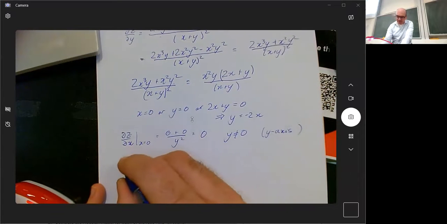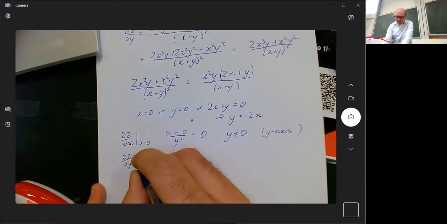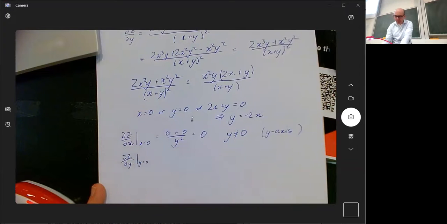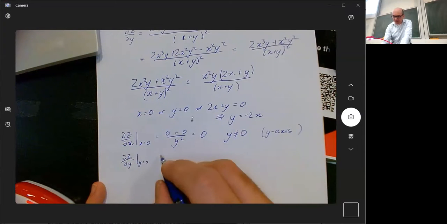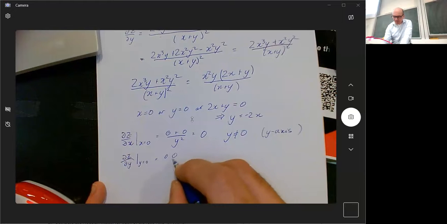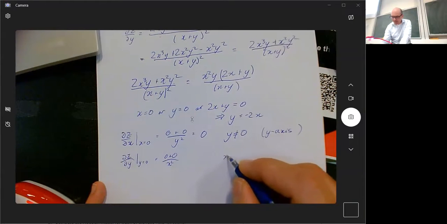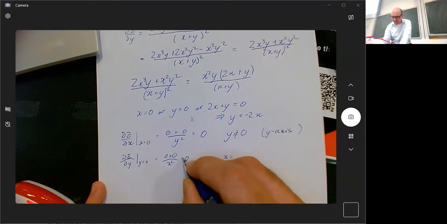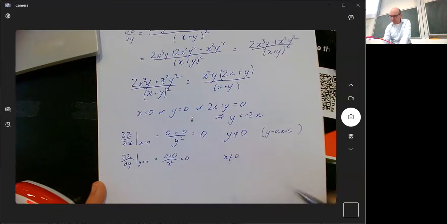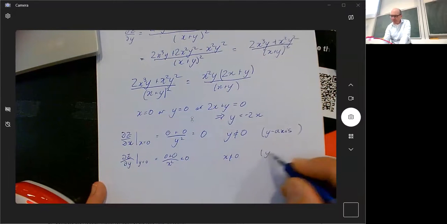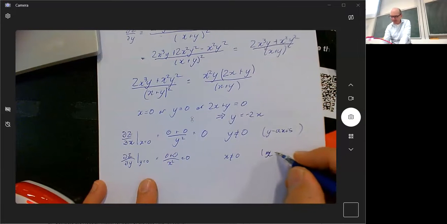Similarly, if I do my partial of z with respect to y, evaluated when y is equal to 0, again I'm going to get 0 on 0, 0 plus 0 on x squared. And so x not equal to 0, I want to avoid that thing. And so that's the y equals 0 line, the x-axis.